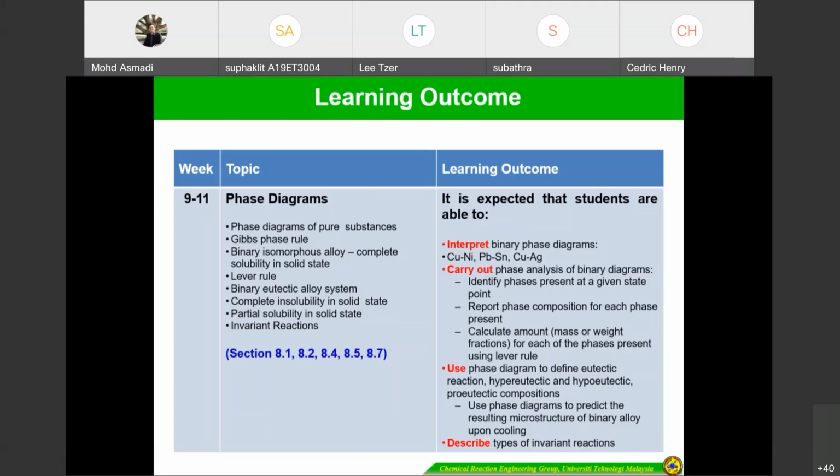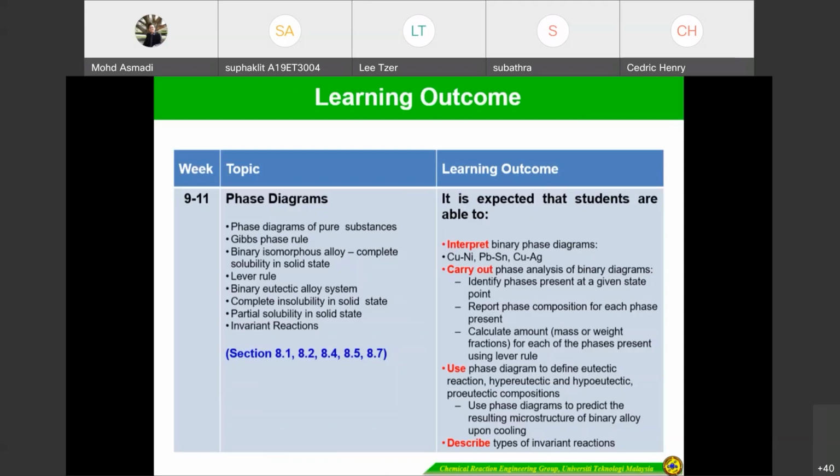And the lever rule. We use this rule to calculate the compositions. If we know the temperature and also the initial concentrations or composition, we can predict or calculate the composition in the solid, liquid, or liquid and solid phase.